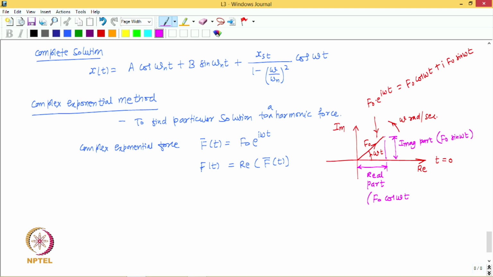So, if we combine the real and imaginary parts using complex notation, we end up with F naught cos omega t plus i F naught sin omega t, which can be written using Euler's identity as F naught e to the power i omega t. Therefore, the complex exponential force is like a rotating vector in the complex plane.